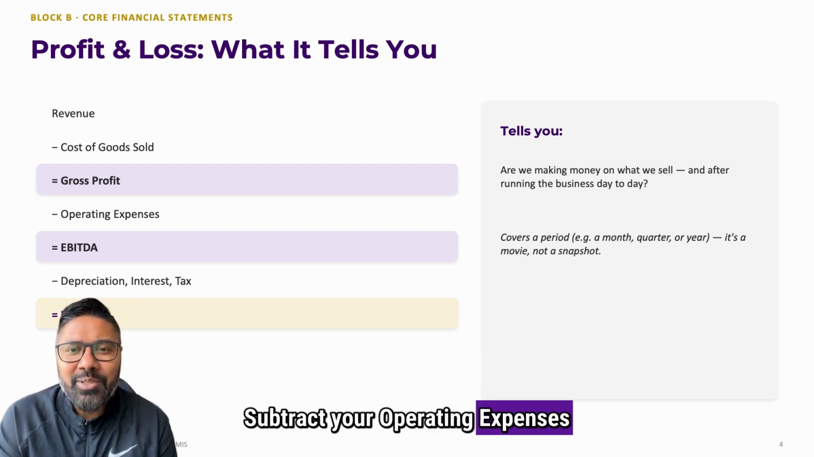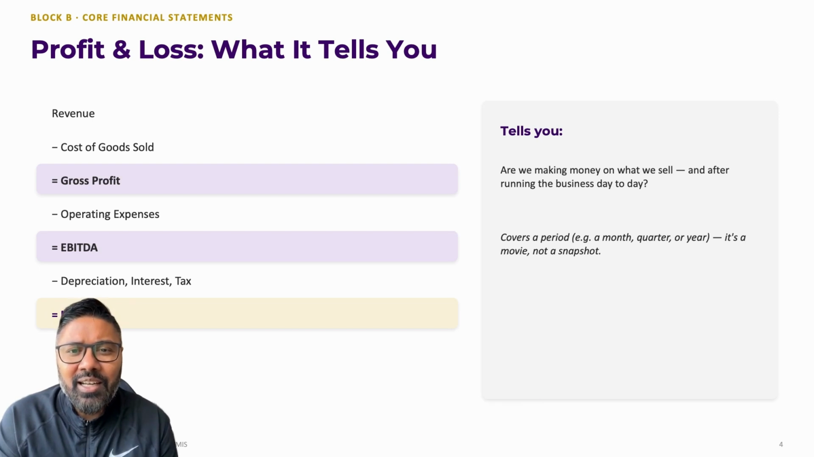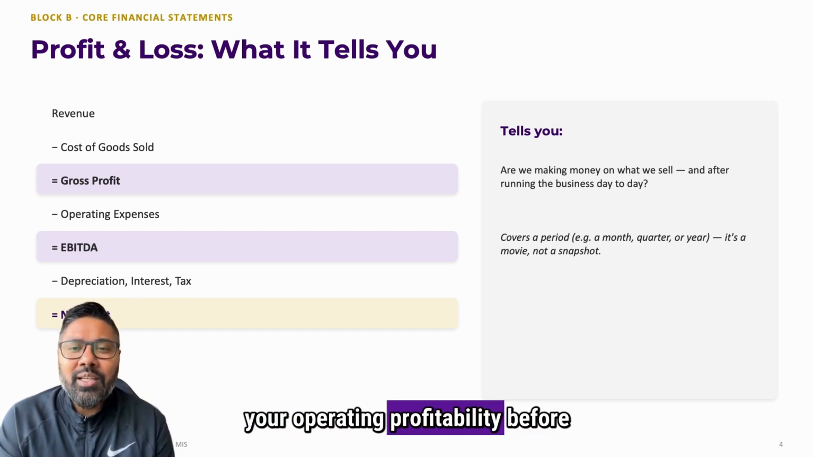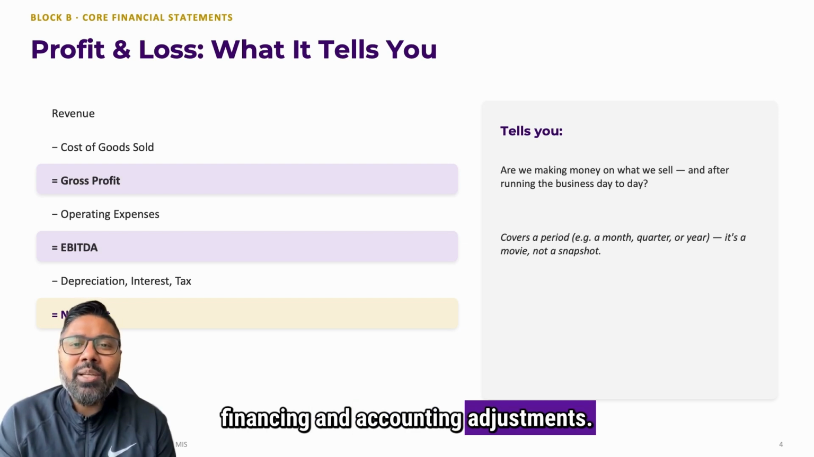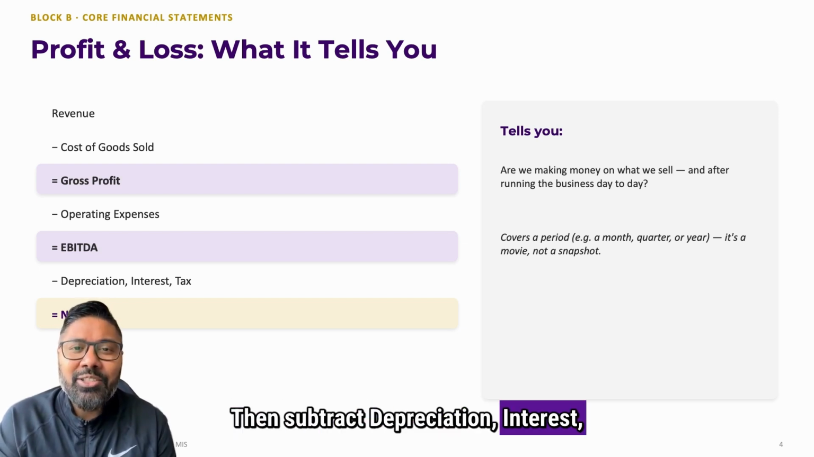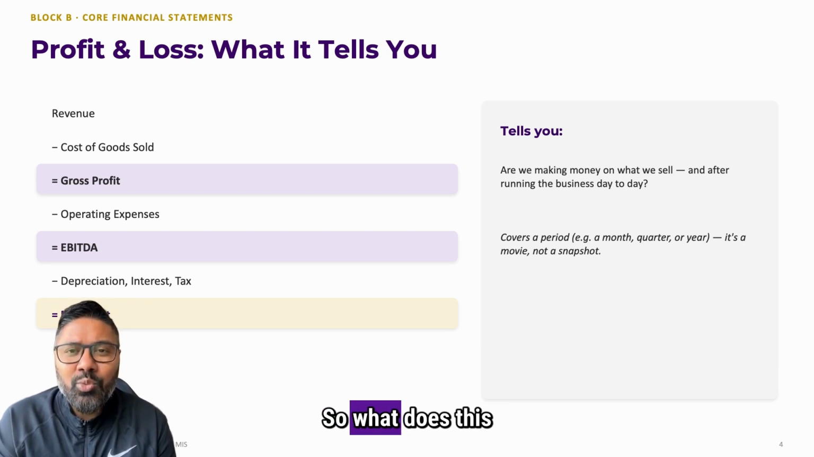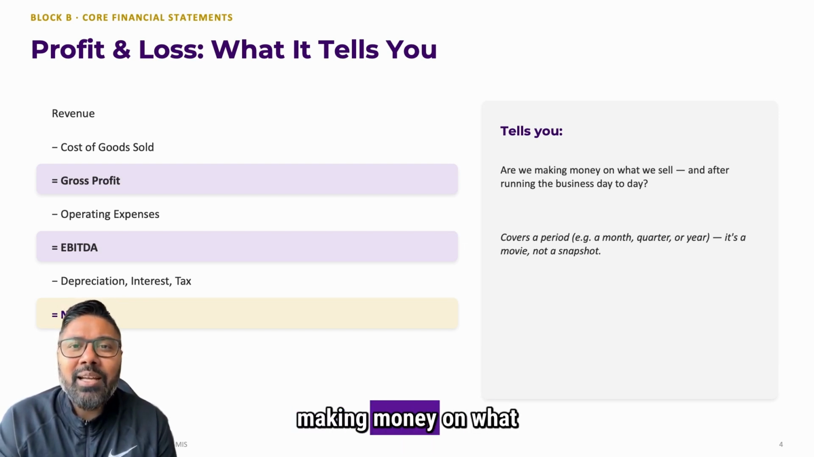Subtract your operating expenses, salaries, rent, marketing, admin, and you arrive at EBITDA, essentially your operating profitability before financing and accounting adjustments. Then subtract depreciation, interest, and tax, and you arrive at net profit, the actual bottom line. So, what does this tell you? Simply, are you making money on what you sell and after running the business day to day?